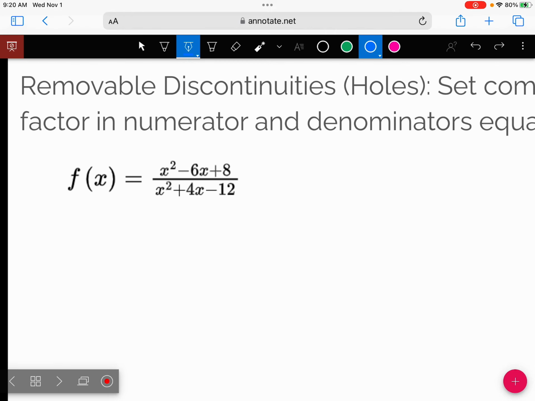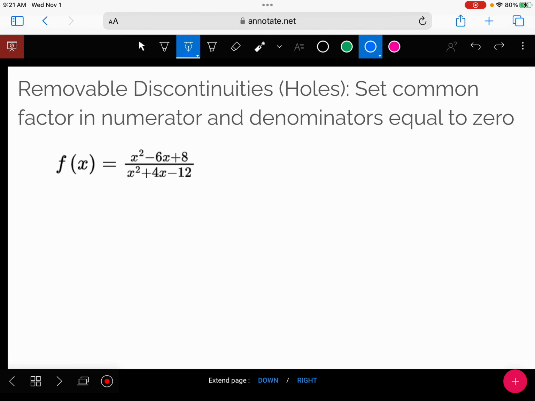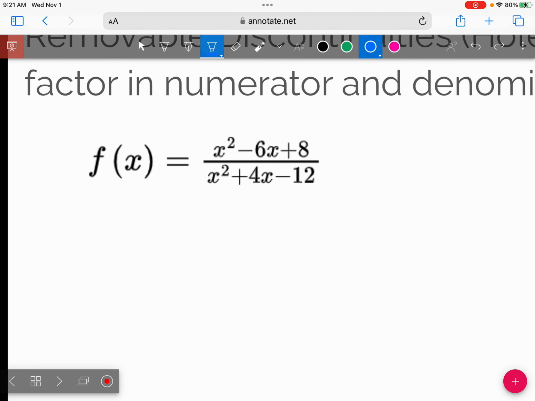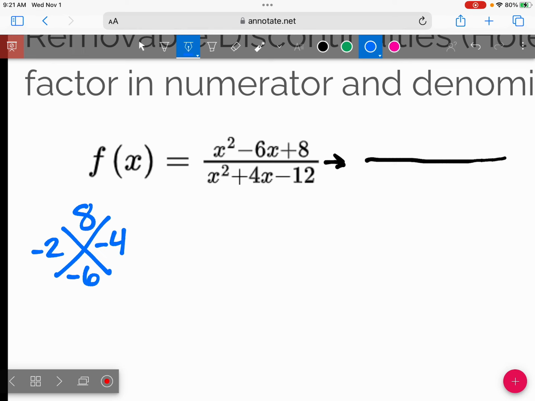A removable discontinuity is when we have a common factor in the numerator and the denominator. So we need to factor these. Let's factor the numerator. Multiplies to be 8, adds to be -6. What's our pair of numbers? -2, -4. So x minus 2, x minus 4.